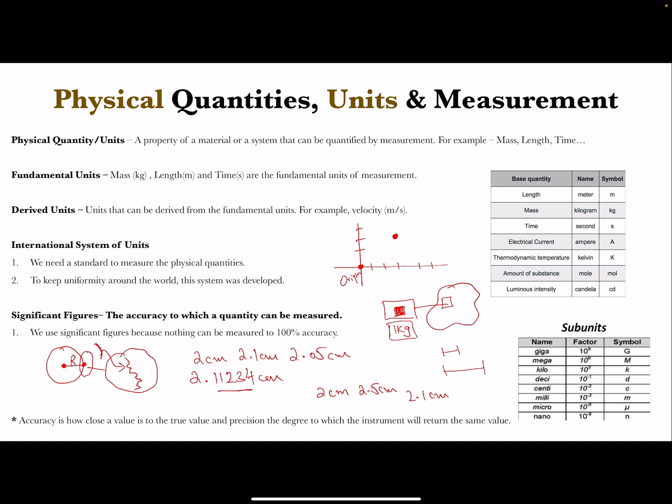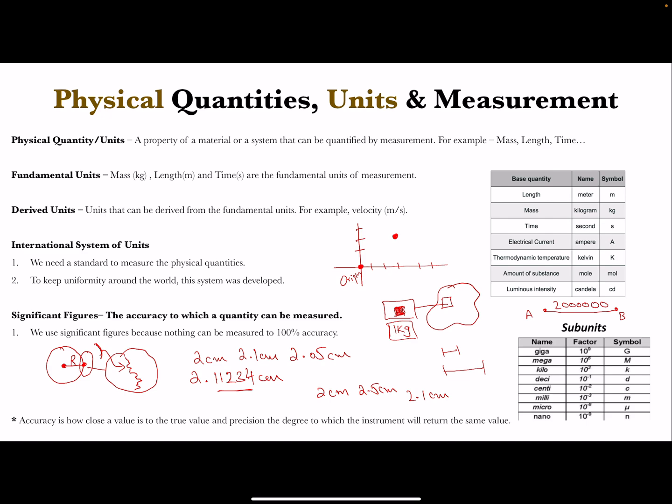We have this thing called subunits. We define these subunits to make our calculations easier. Let's say I have a point A and then a point B, and the distance that I measure between them is, let's say, 2 million. Now, every single time I do these calculations, I don't want to keep writing all these zeros, right?